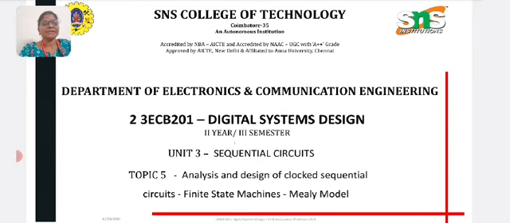Analysis and design of clocked sequential circuits, FSM, that is finite state machines. Here we have two types: one is the Mealy model and another one is the Moore model. Before entering into the session, we should know the difference between analysis and design. We have already discussed it, but let us recall the same. What is analysis and what is design in digital electronics?